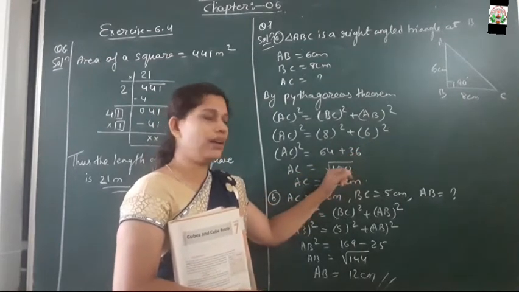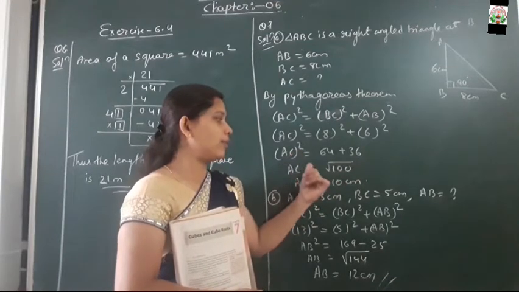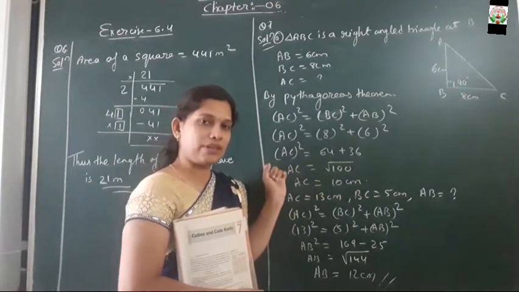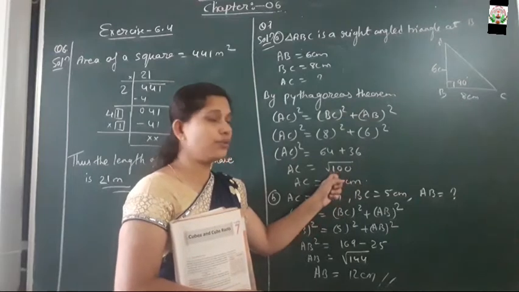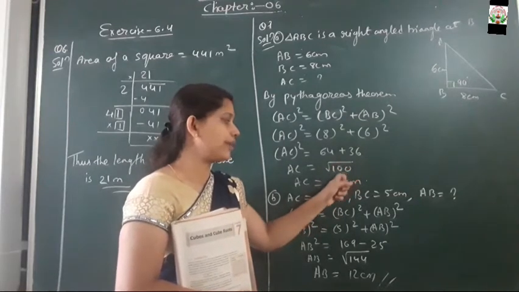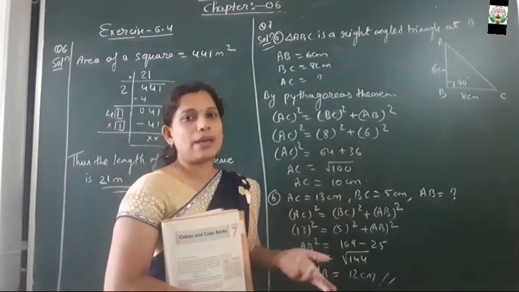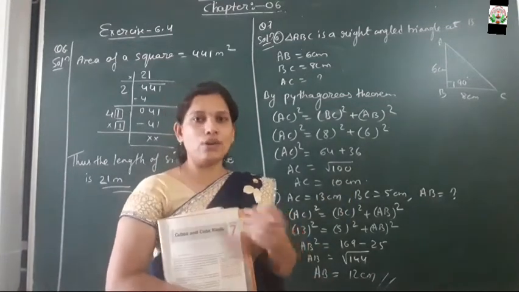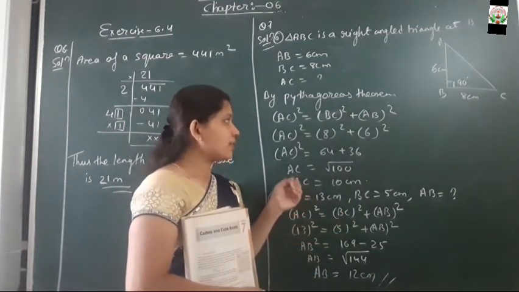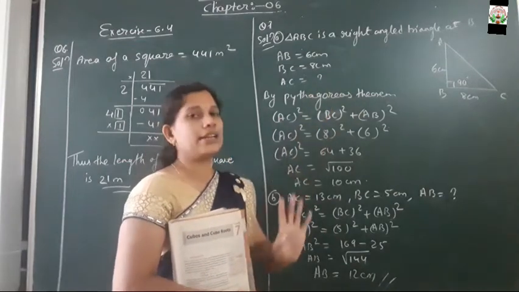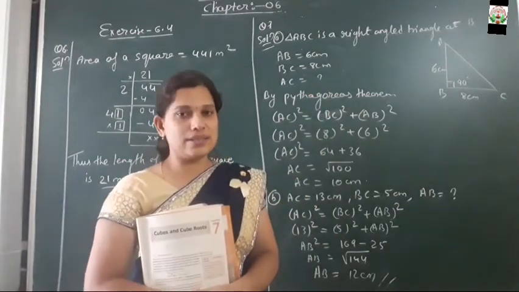Now as it has the square, it will move from the left hand side to the right hand side and turn into a square root. So the square root of 100 will be 10. Now how will you find the square root of 100? You can apply prime factorization or the long division method. So what is the value of AC we got over there? That means AC, the hypotenuse, we got as 10 cm.